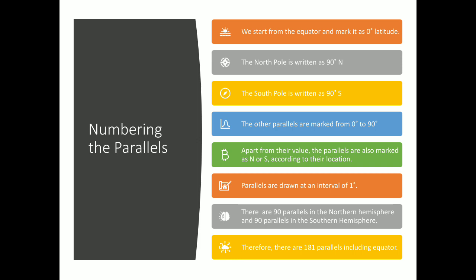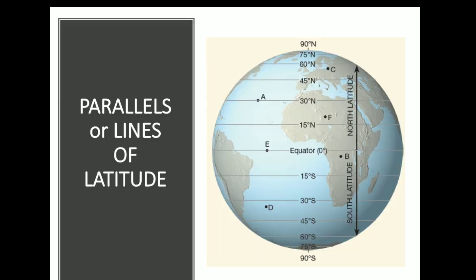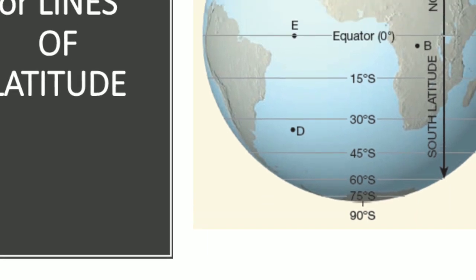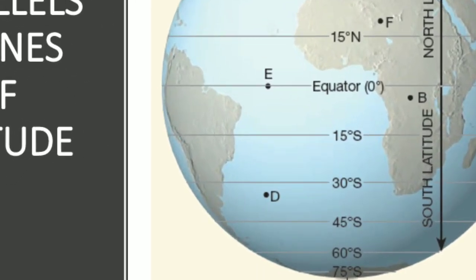Like, there are certain parallels and certain longitude lines. With the help of that, we locate the places. So I'll tell you this further. Let's see how we can number the parallels. We start from the equator and mark it as 0 degree latitude. Just have a look at this figure. Can you see the equator? Yes. Equator is 0 degree, right?